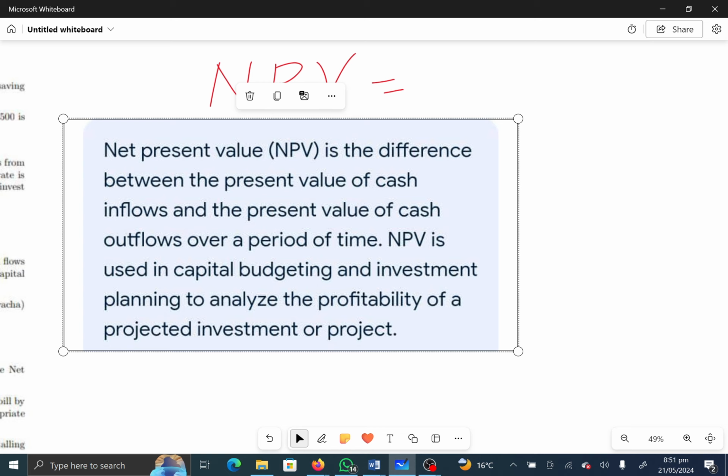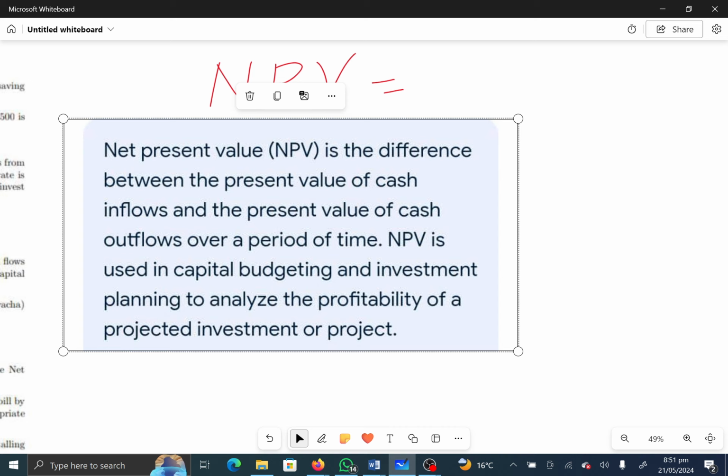So the NPV is a net sum of the present values. So what are present values? Present values are the cash inflows of the project, where we are bringing the future cash inflows of the project to the present state today.